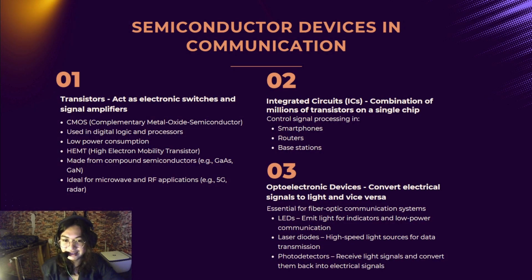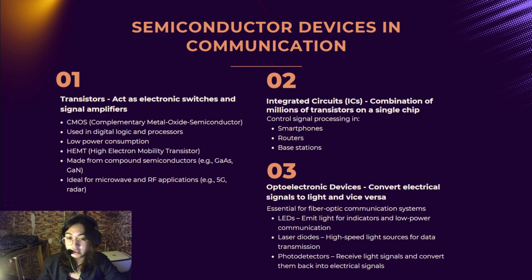Now, let's take a closer look at the key semiconductor devices used in communication systems. First, we have transistors, which are arguably the most critical components. Transistors act as both switches and amplifiers for electrical signals. CMOS, which stands for complementary metal oxide semiconductor, is used in digital electronics like microprocessors, memory chips, and logic circuits.